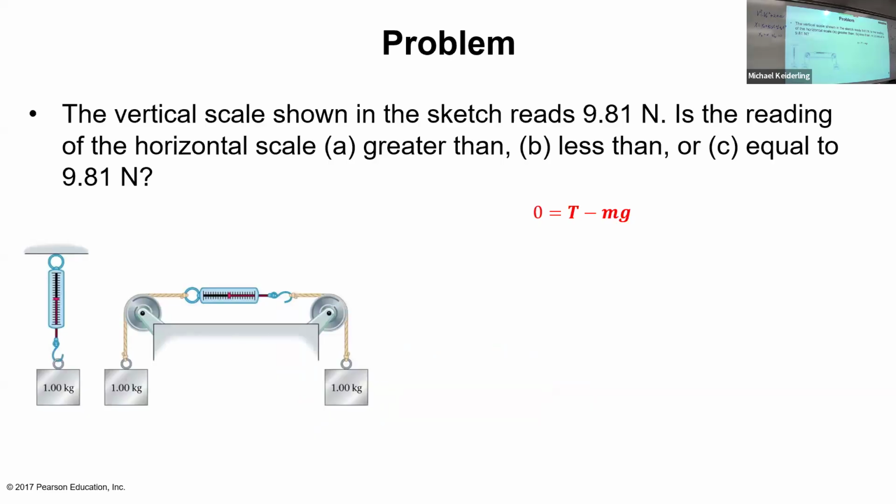So if we look right here, 0 equals tension minus mg, tension equals mg, which is 9.81 newtons. This will have the same tension on both sides, because this applies to either here or here. So it will be equal to 9.81 newtons. It'll be the same.